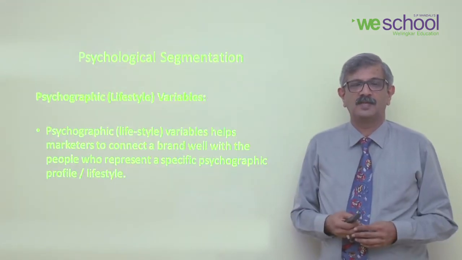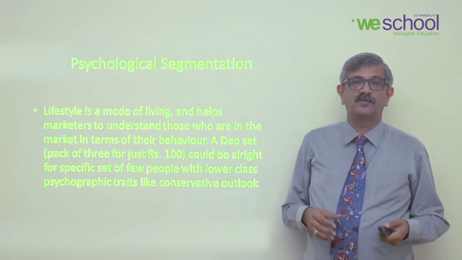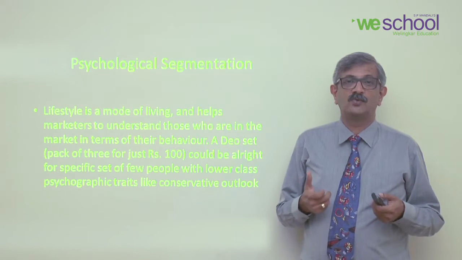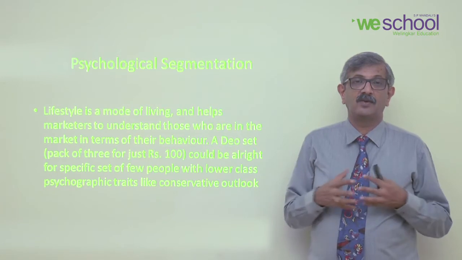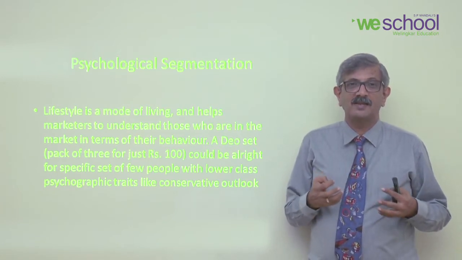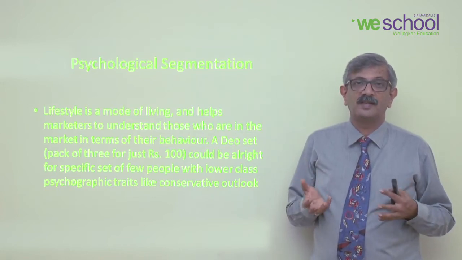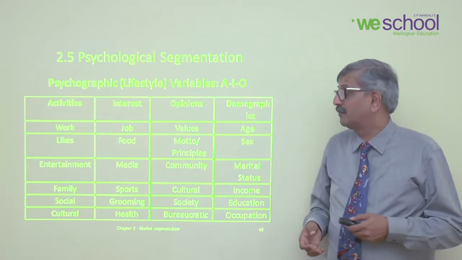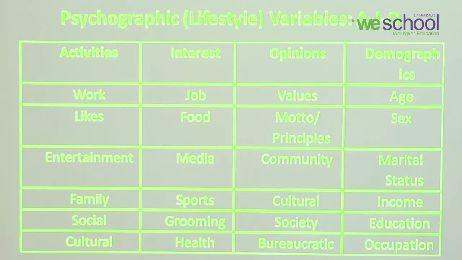So let's move on to understand what lifestyle segmentation is all about. Lifestyle is a mode of living, and it helps marketers understand those who are in the market in terms of their behavior. A deo set pack of 3 for just ₹100 could be alright for a specific set of people with lower class psychographic traits like a conservative outlook, etc. This is known as AIO: activity, interest, opinion. And adding demographics really adds dynamism to your psychographic segmentation.